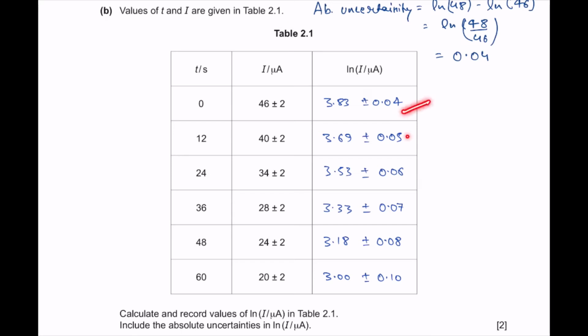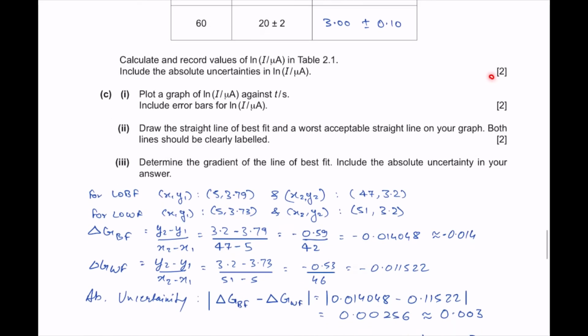So you can check each one of the values. I have already completed this table 2.1. You can use the calculator to calculate this value. This is ln 46 plus minus by this method. You can check the values if you want. So this is of 2 marks.